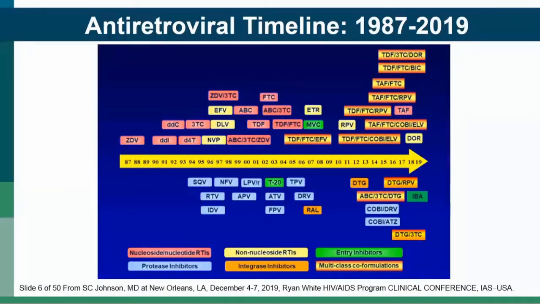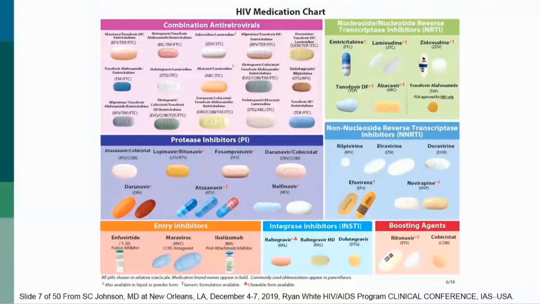Dr. Sag and I also have one other thing in common, is that we started practicing before this graph even started. So it's been really an amazing development over the last 32 years. Such that we have a chart like this, where you have reverse transcriptase inhibitors, protease inhibitors, NNRTIs, entry inhibitors, and we have a lot of different combination antiretrovirals.